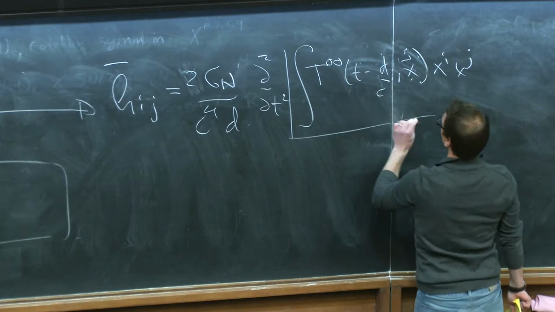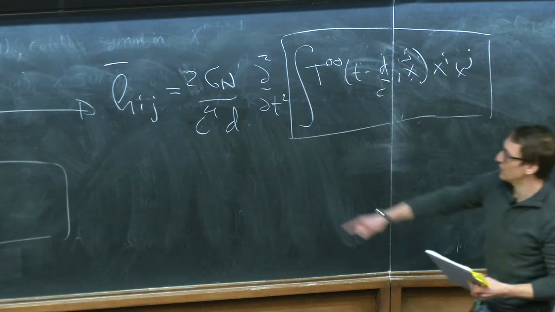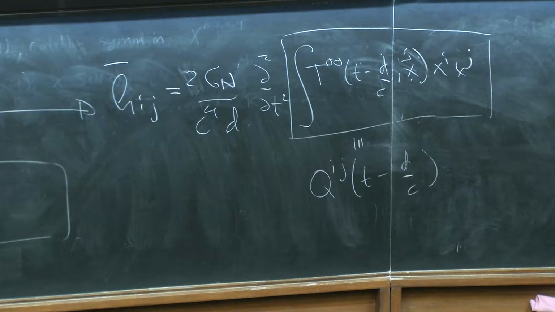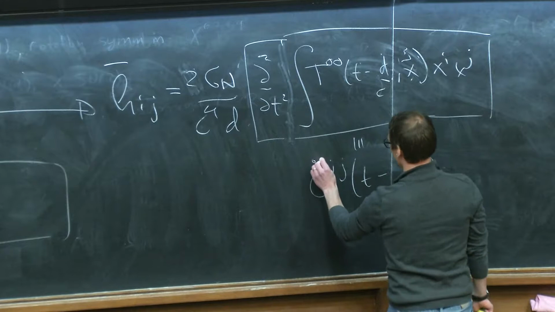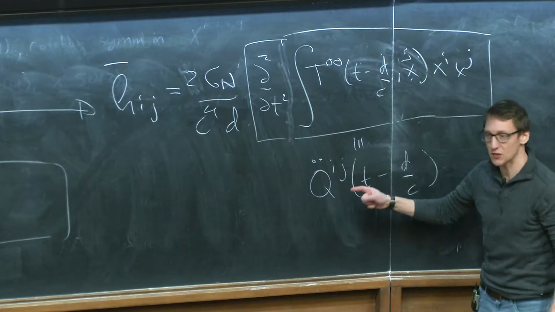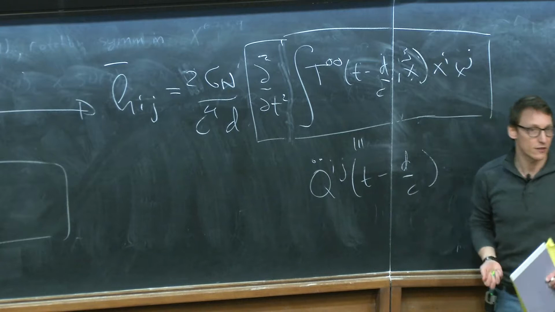And this object here, I put the half in the two here, it's U^ij, evaluated at t minus d over c. So this whole thing here is two derivatives. Because now that we did the integral in x, the only thing that has interest here is t, and this is the variable you need to evaluate it at. So you take two derivatives with respect to whatever this depends upon, which is t, and then you evaluate it here.